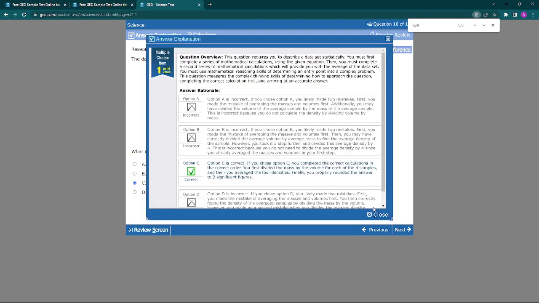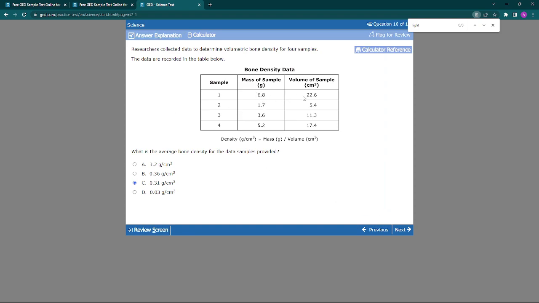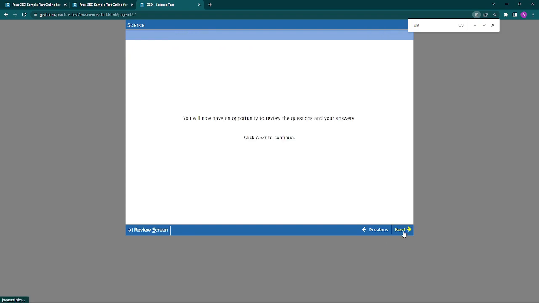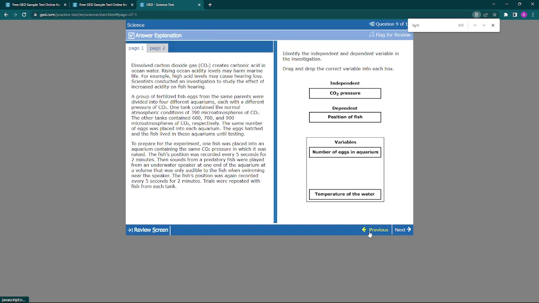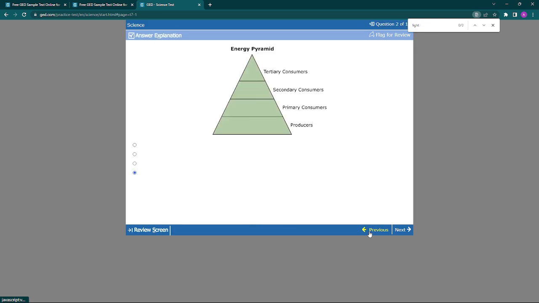Alright, so this one, it's because we found what each one of those were divided out because we found this equation. So we knew that was 0.31. Alright, and that is our score. Or wait, we can click next. Either way, we missed 1 point. So let's see, out of 11 points.